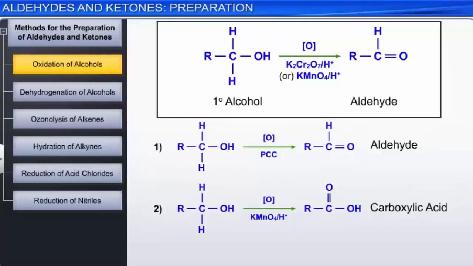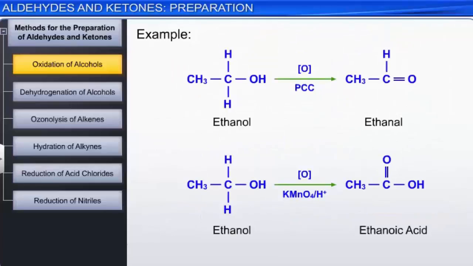One of the best reagents for the conversion of primary alcohols into aldehydes is PCC. Note that the oxidation of primary alcohol to carboxylic acids is usually accomplished by the use of acidified potassium permanganate. For example, ethanol on oxidation with PCC gives ethanal, but gives ethanoic acid in the presence of acidified potassium permanganate.